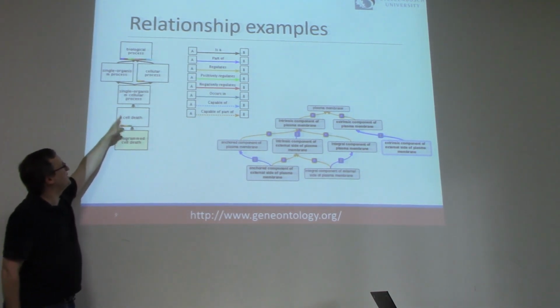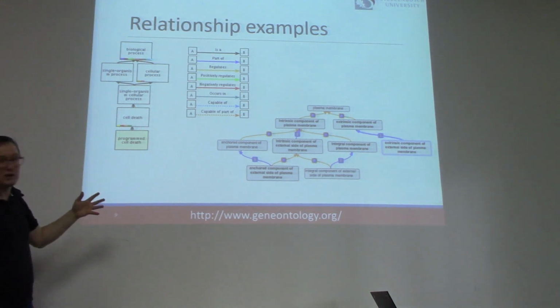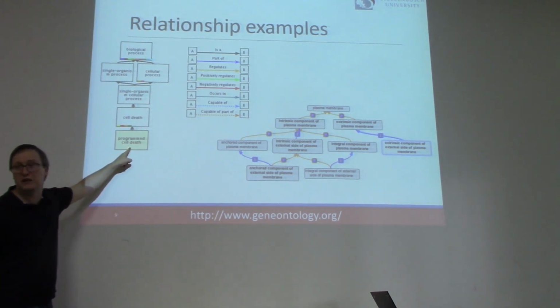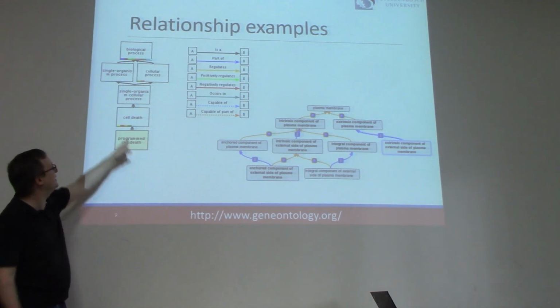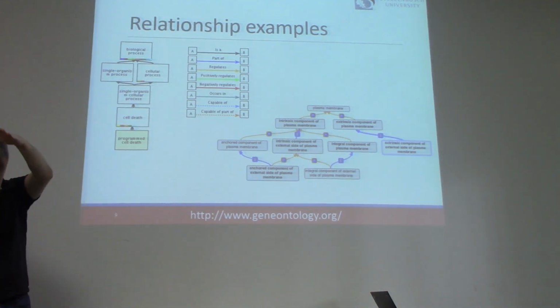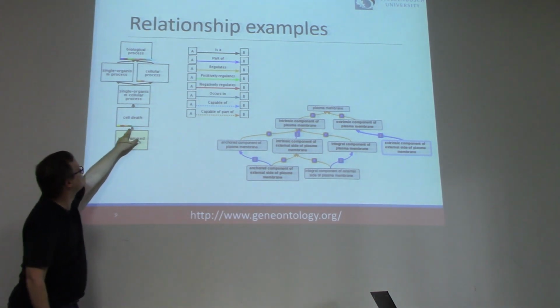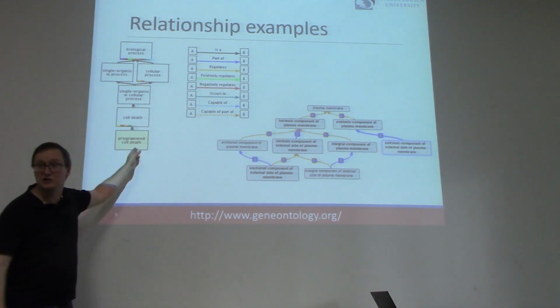We see that cell death is a type of single organism cellular process, and programmed cell death is a particular subvariety of cell death. So we have this hierarchy all hanging down from a very generic to something very specific. And these relationships are spelled out by the colors that they're showing on each edge.